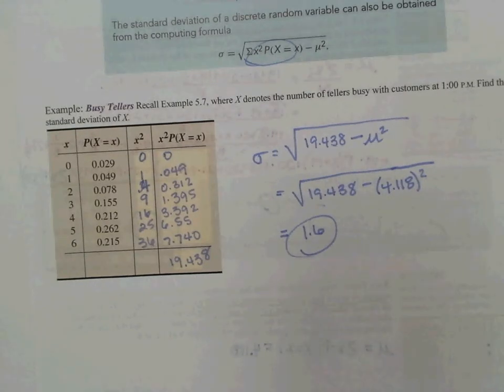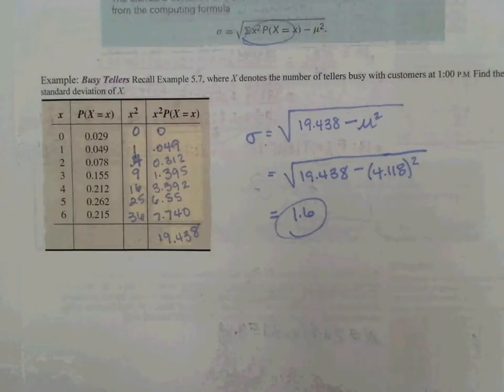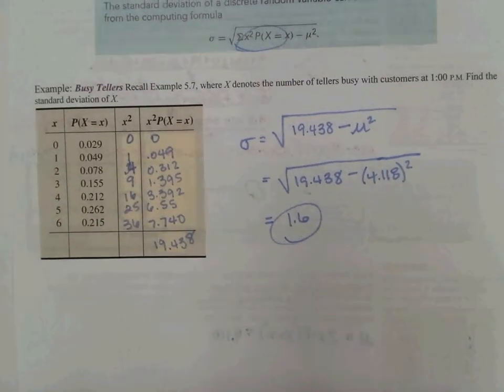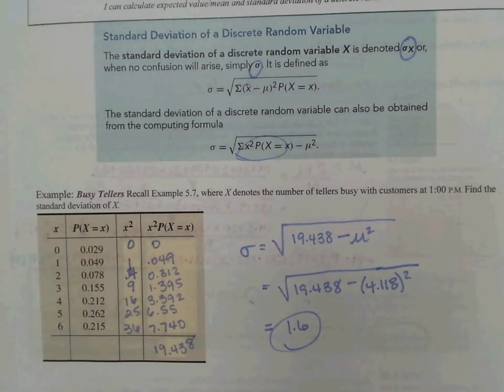So roughly speaking, the number of busy tellers is on average 1.6 from the mean of 4.118 busy tellers. So this should set you up for success on your practice problems in MyMathLab.